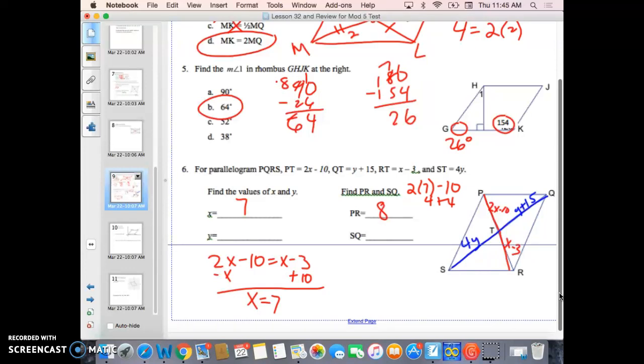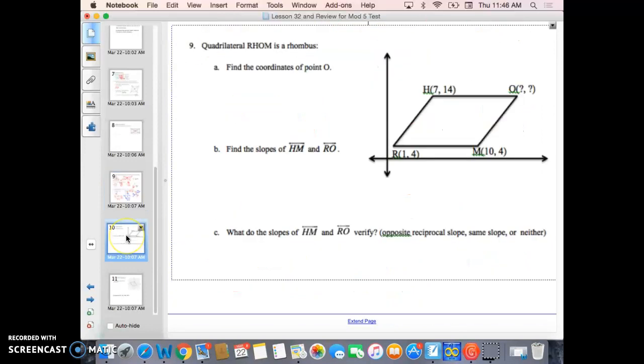All right, next I'm going to find out what y is. So y are the blue segments. So I know that 4y is going to equal y plus 15. Subtract out, so 3y equals 15. So y is 5. And then if I want to find what SQ is, that's the length of the whole diagonal. I can find out one side, so 4 times 5 is 20. And over here, 5 plus 15 is also 20. So the whole side is 40. Again, numbers are different on the test.